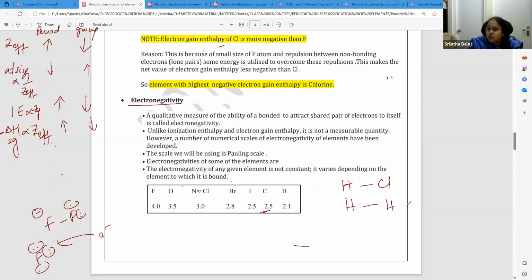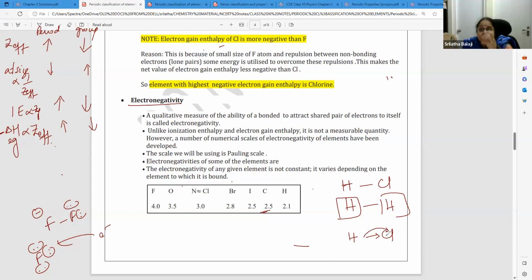Hydrogen with hydrogen is forming an H-H bond. So when both the atoms are of the same size, relatively there is no difference. Electrons are equally shared. But in HCl, what happens? The shared pair of electrons is more inclined towards chlorine. The electrons are pulled by chlorine more. Why? Because the Z effective of chlorine is greater. Are you getting it? The shared pair of electrons is pulled more towards chlorine.